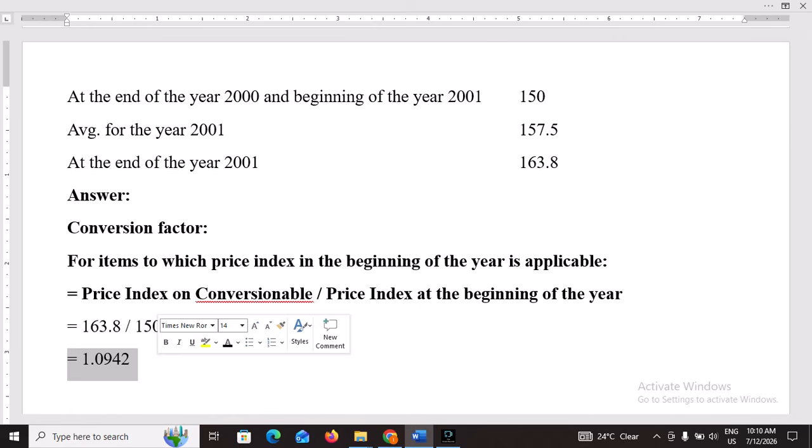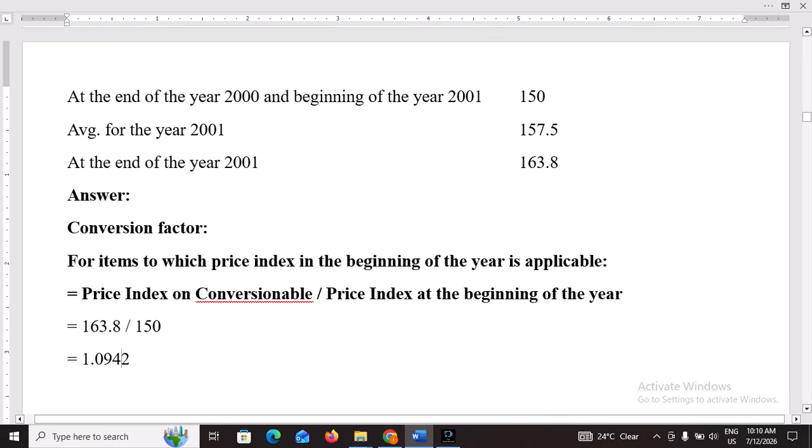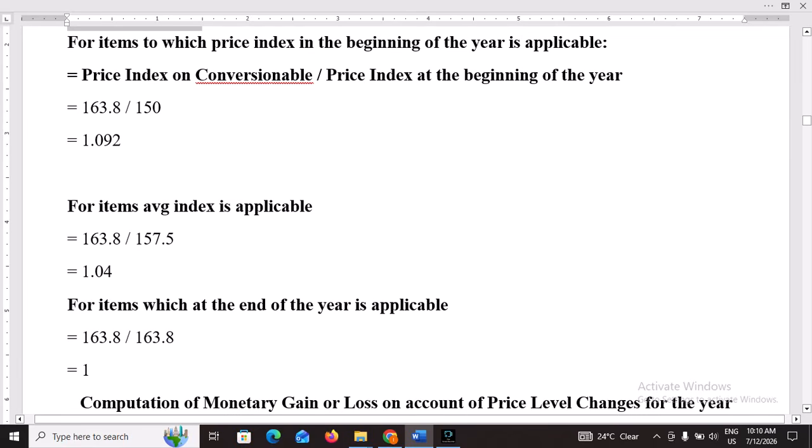163.8 divided by 150, okay, 1.092. Sorry, 1.092 comes. This is the conversion factor for the beginning. Now, after this, for items, the average index is applicable.